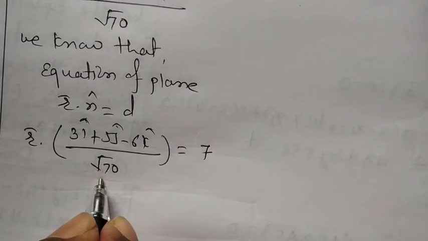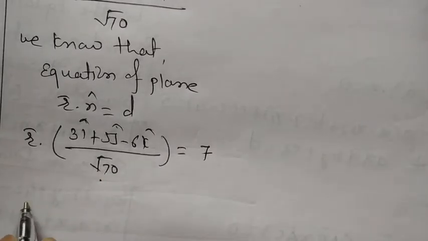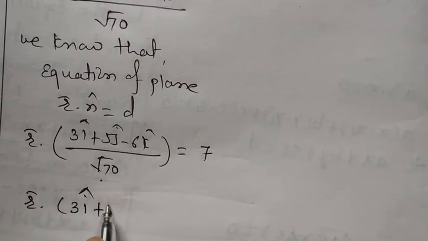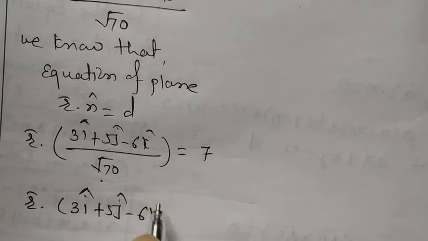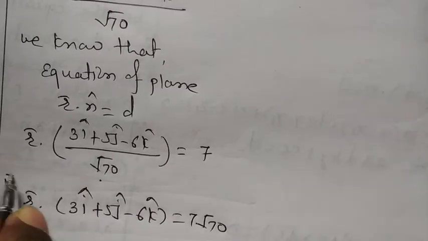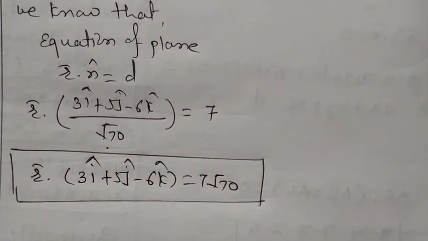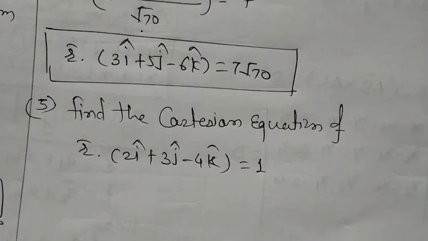This under root, when divided, will be multiplied by 7. Then the final answer equals what? R bar dot 3i plus 5j minus 6k equals 7 root of the magnitude. And this is the final answer. That is the vector equation of the plane: r bar dot 3i plus 5j minus 6k equals 7 root of the magnitude.